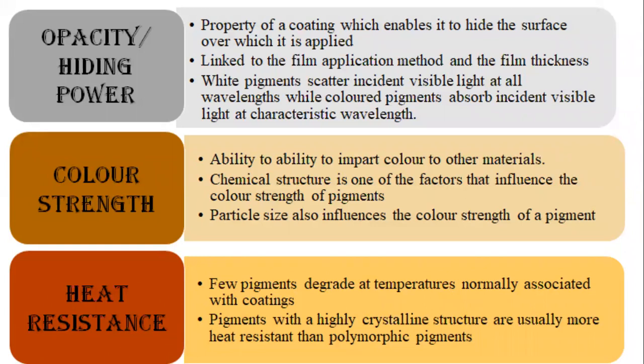Okay, next is color strength. Color strength is the ability of the pigment to impart color to other material. The higher the color strength, the less pigment you need to achieve that shade of color. Usually color strength depends on the chemical structure and the particle size. For chemical structure, usually for organic pigments, the color strength depends on the ability to absorb certain wavelengths of light. For organic pigments, the color strength depends on the solubility in the solvent as well.